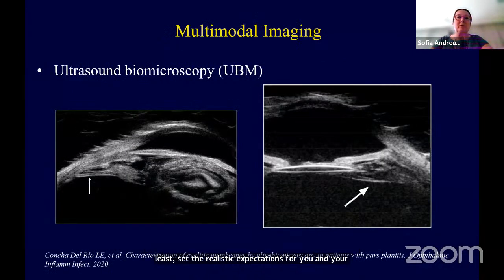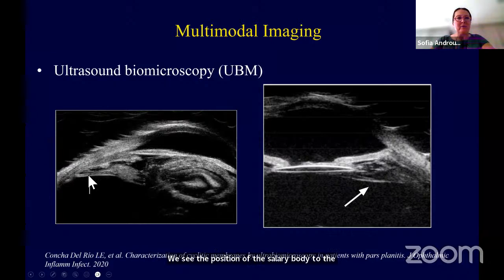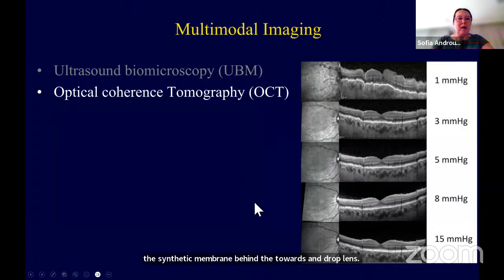We use multimodal imaging, and very useful is the UBM, which helps us in further evaluation of the anterior chamber depth and iris contour and visualization of anatomical structures posterior to the iris. We see the position of the ciliary body. To the left here, you see anterior extension of cyclitic membrane towards the lens and the ciliary body. And to the right, you see the cyclitic membrane behind towards the intraocular lens. So this is the true cause of hypotony.